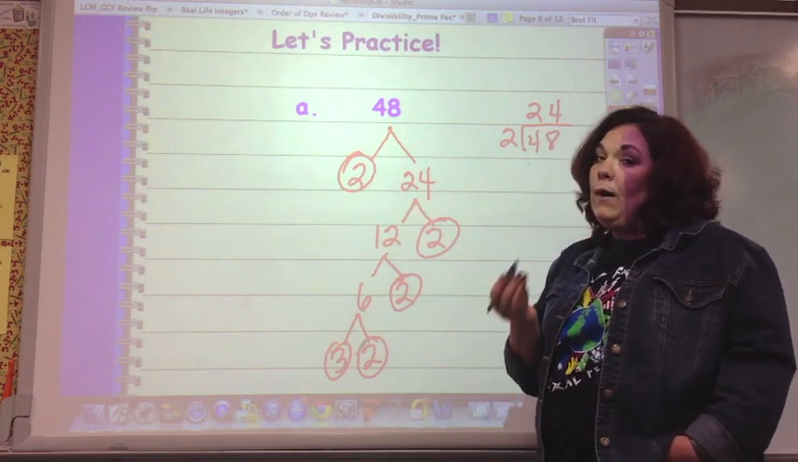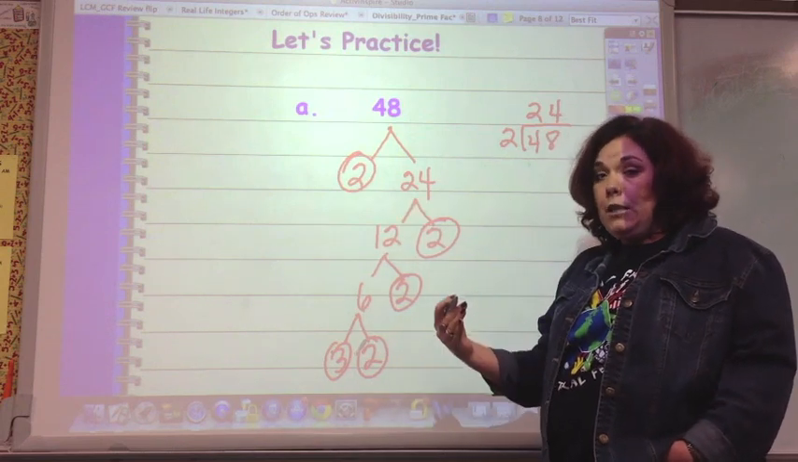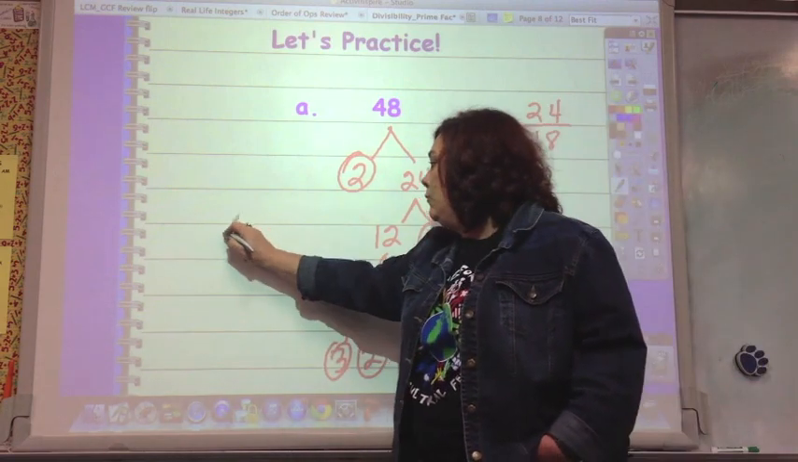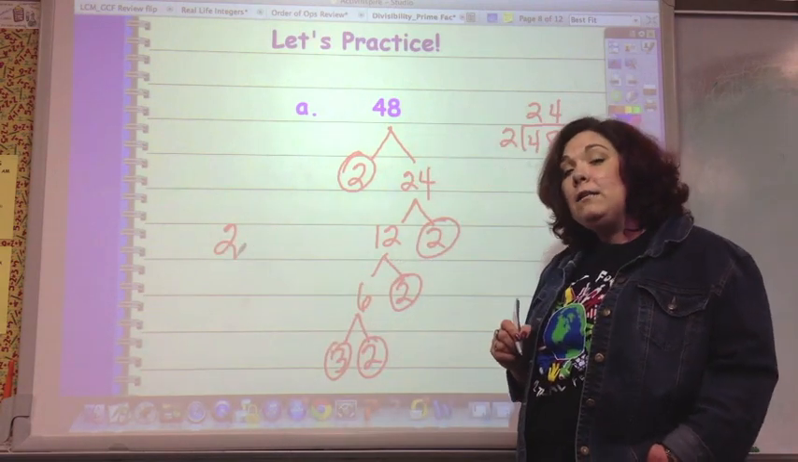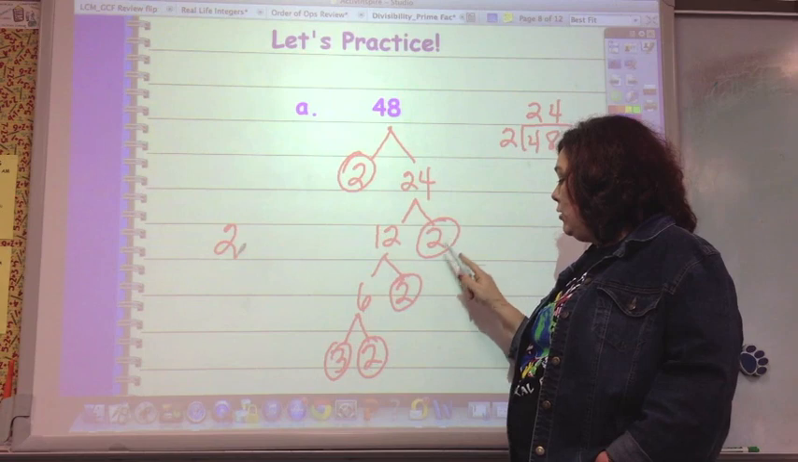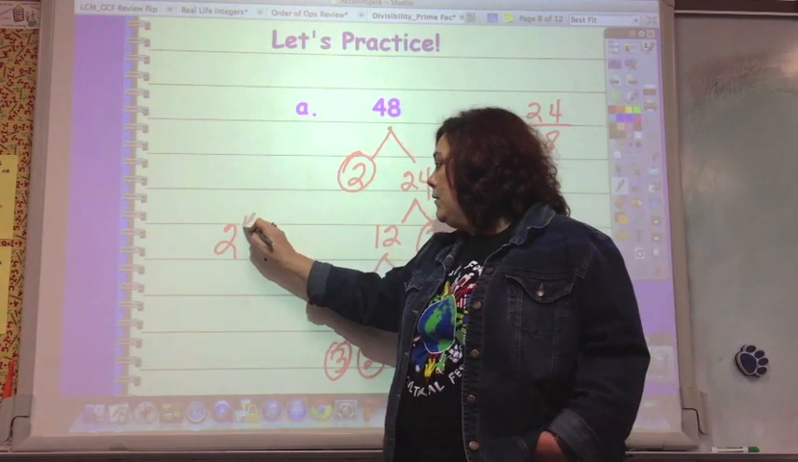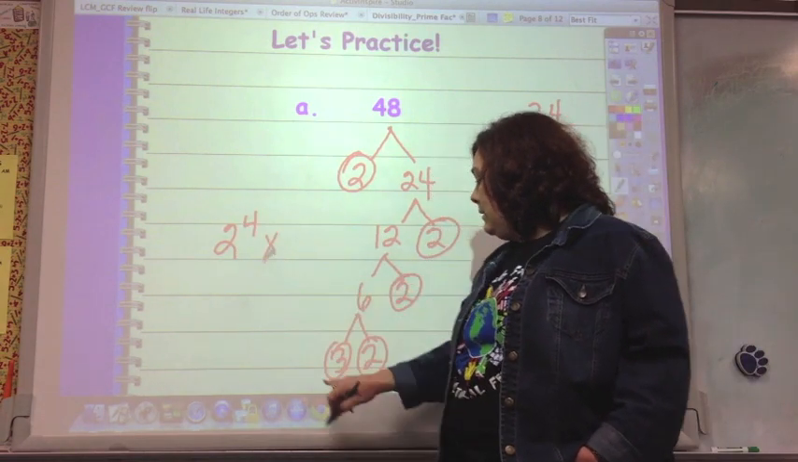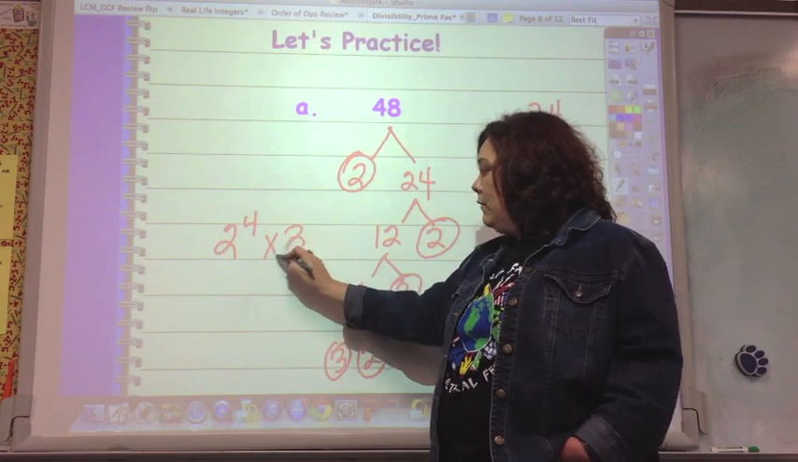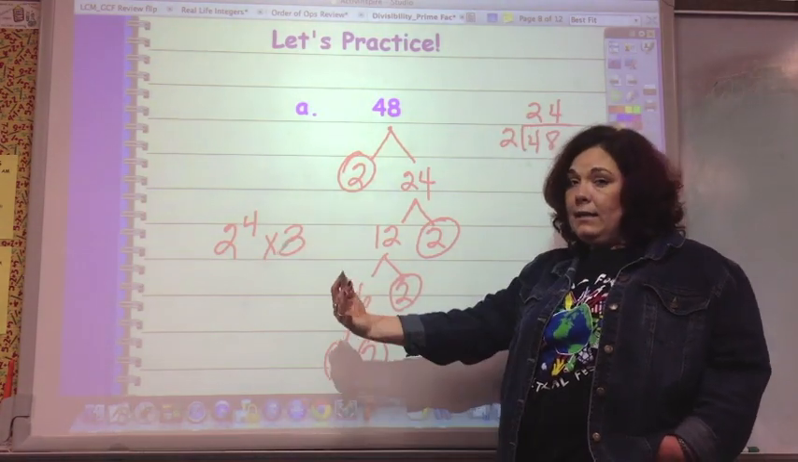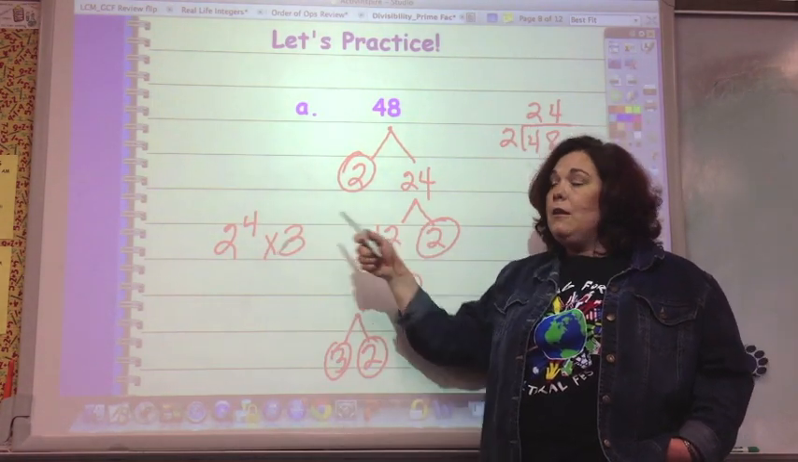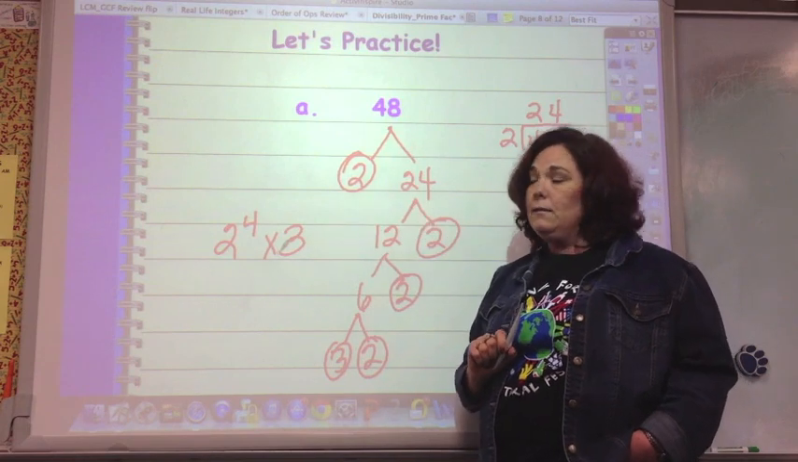And so now I go to write this. I start with the lowest number I have, which is 2, and I count how many times it's circled: 1, 2, 3, 4. So that's my exponent. And then I say times 3. Then I can recheck this by multiplying this out and making sure that I get 48.